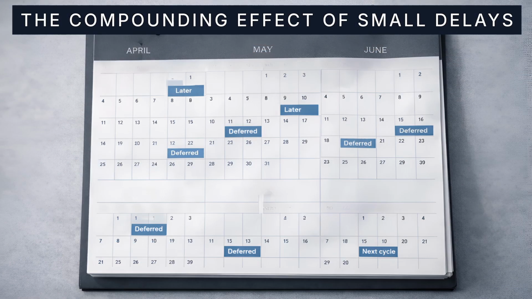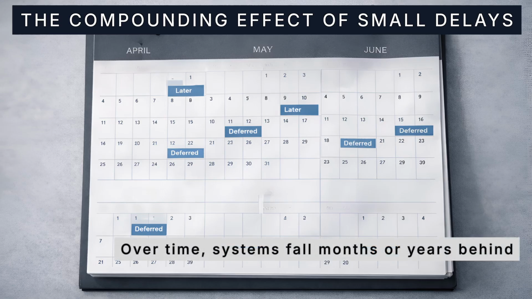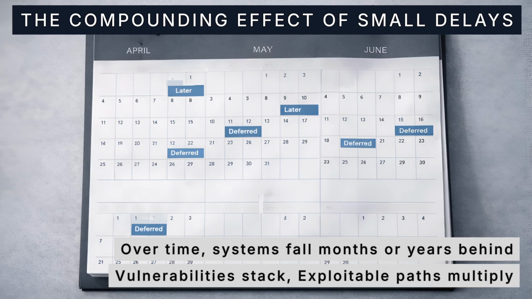The compounding effect of small delays. Patch delays are rarely dramatic. An update is postponed for a week, then another, and then another. Over time, systems fall months or years behind. Each missed update compounds risk. Vulnerabilities stack. Exploitable paths multiply. What feels like a minor operational decision becomes a structural weakness.